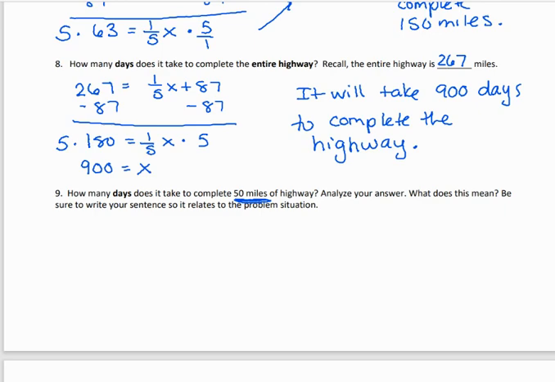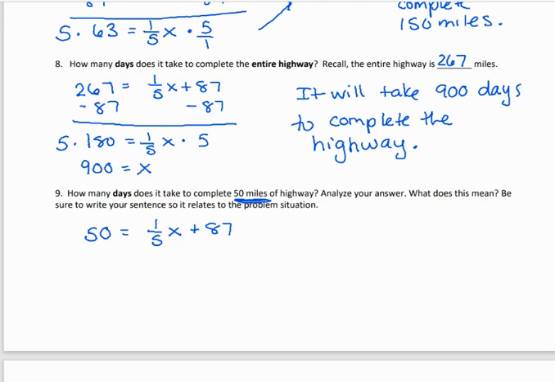All right, let's see how we're doing because I'm only seeing a couple of people answer. So 50 miles is what we're plugging in for y, right? That's our distance. We don't know the time. So we're going to have 50 equals 1/5 x, we don't know that, plus 87.